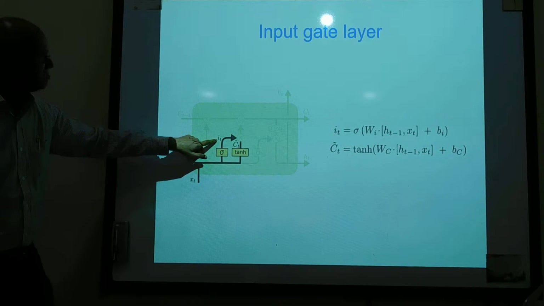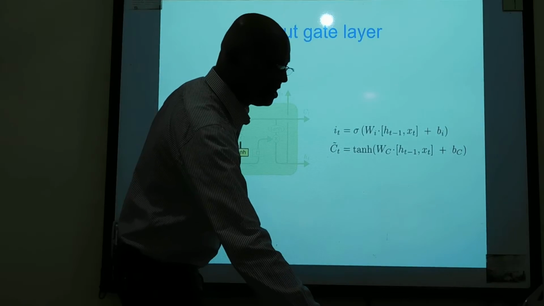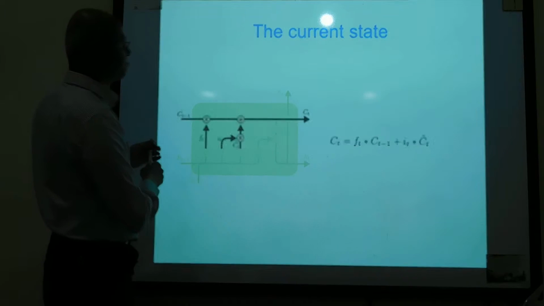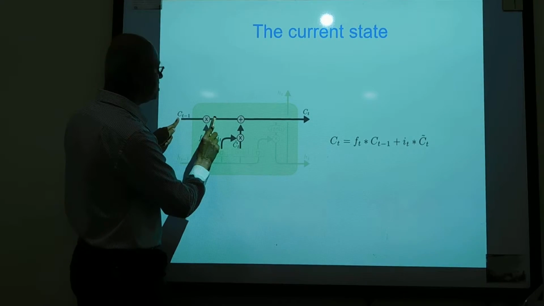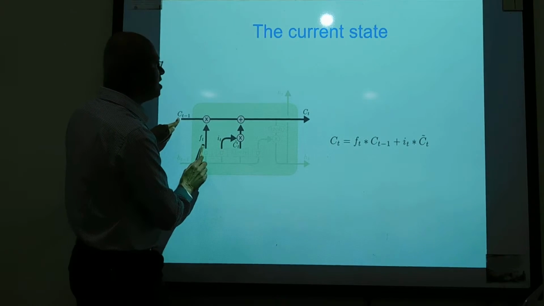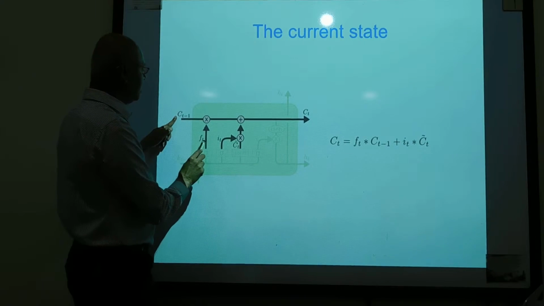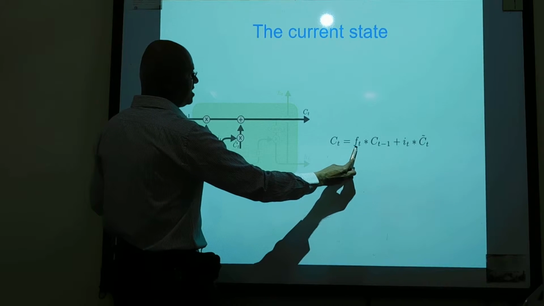So IT comes here, C tilde comes here, they get multiplied pointwise to get to the current state. So let us look at the current state. The previous state is there, it comes like this. It's like a conveyor belt. The cell state at time instant t minus 1 gets pointwise multiplied by the forget gate.